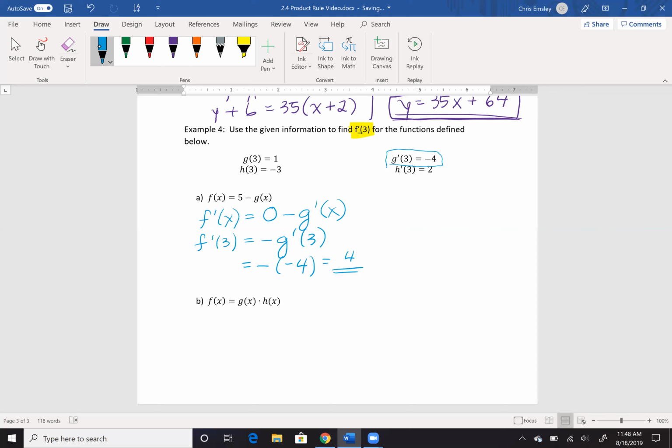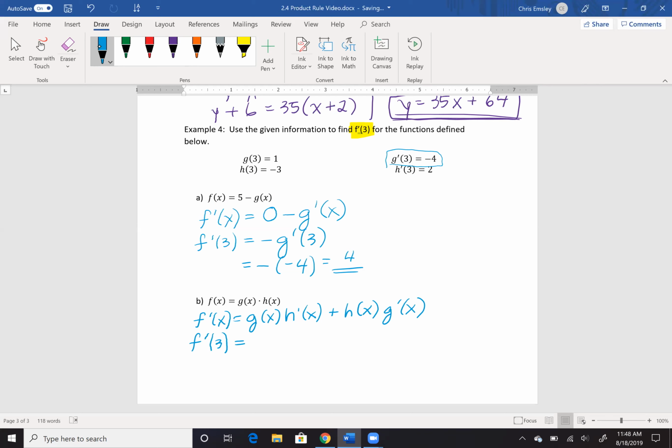For part B, we need to apply our new product rule that we just learned in this section, because look, f of x is defined as the product of g of x and h of x. So here our derivative is, and we're basically just writing out the product rule itself. We don't really have to do any work here. First times the derivative of the second plus the second times the derivative of the first. Okay, and then remember, our goal is to find f prime of 3. So I'm just going to go ahead and plug in the numbers rather than writing that all out again.